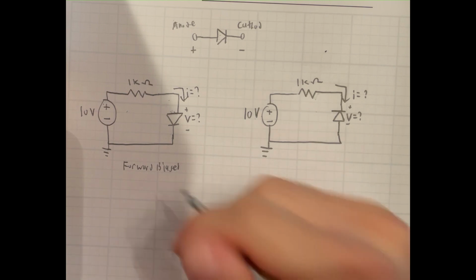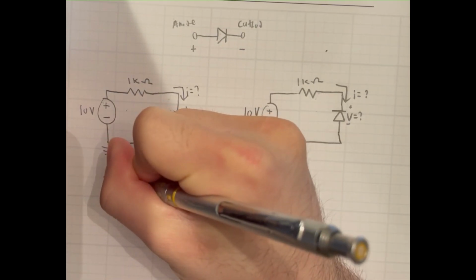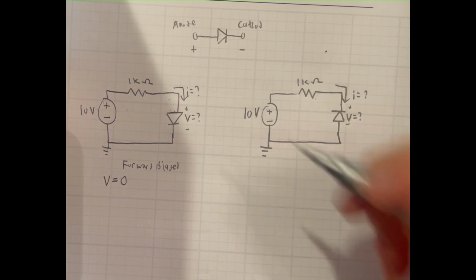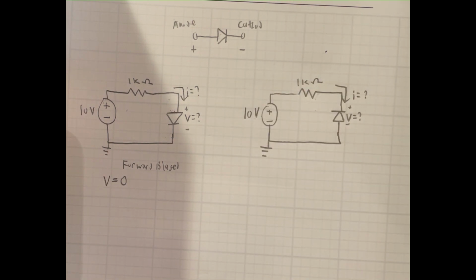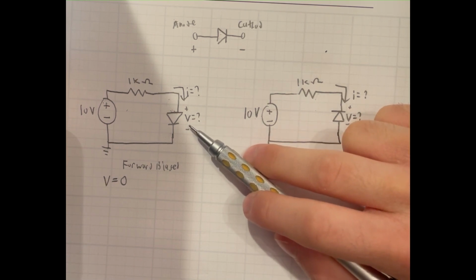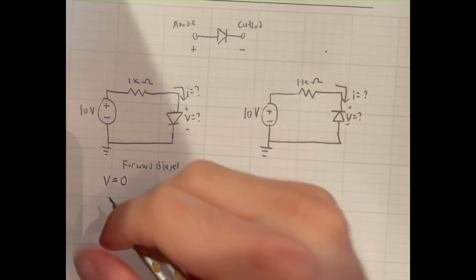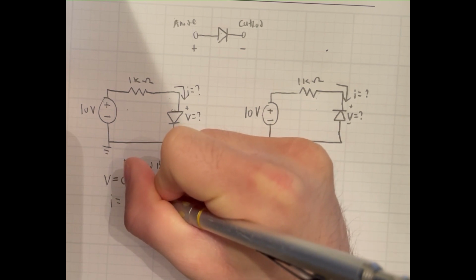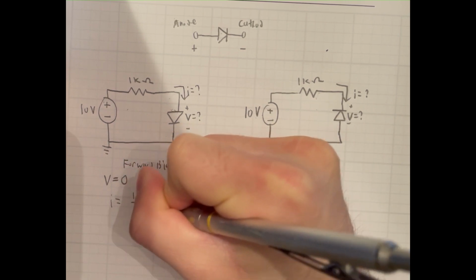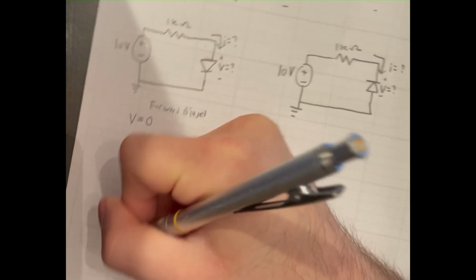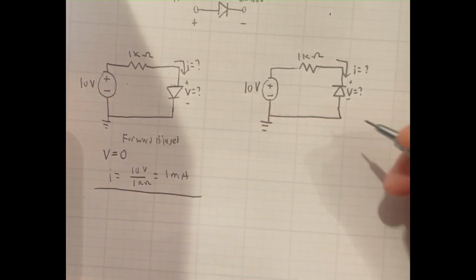Now we discussed in the previous video that in a forward biased diode, the voltage is going to be equal to 0 if the diode is ideal. So we know that V equals 0. And we also know that in a forward biased ideal diode, it is going to act like a short and it's going to conduct current. So we can calculate I by saying I is equal to 10 volts divided by 1 kilo ohm, which is equal to 1 milliamp. So that would be this left side of the circuit.